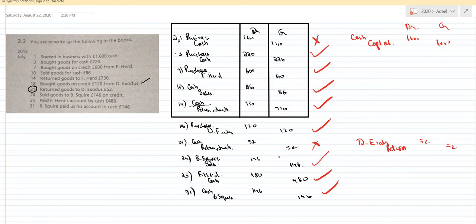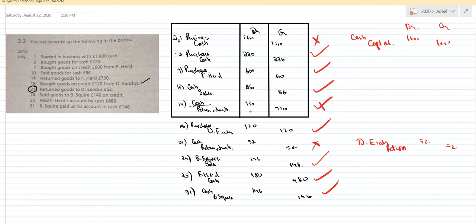Let me see if you have cash. Okay, listen. Let me check once again all your mistakes. Started in business with, correct. Started in business correct. Bought goods for cash correct. Bought goods on credit from us correct. Then sold goods for cash sales, alright. 14th is return goods to F herd. Yeah, this 14th one is partially wrong.